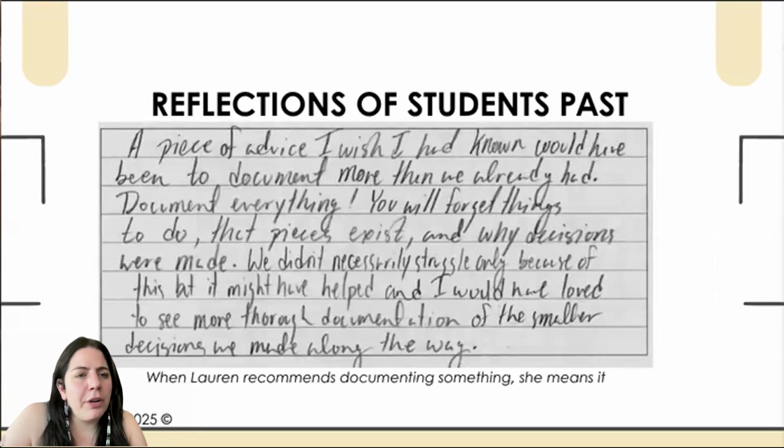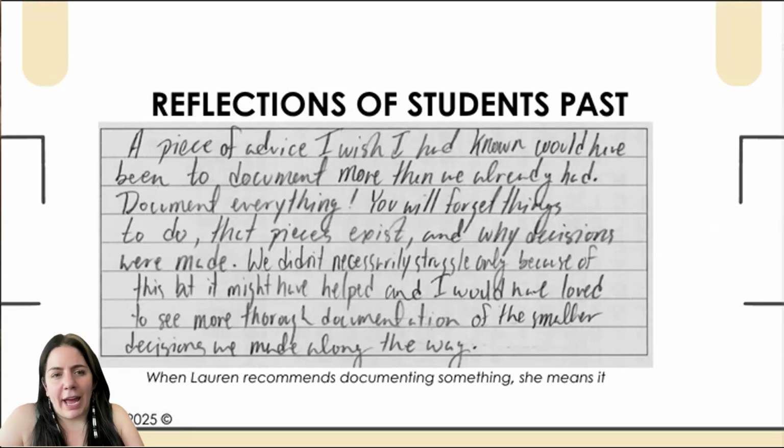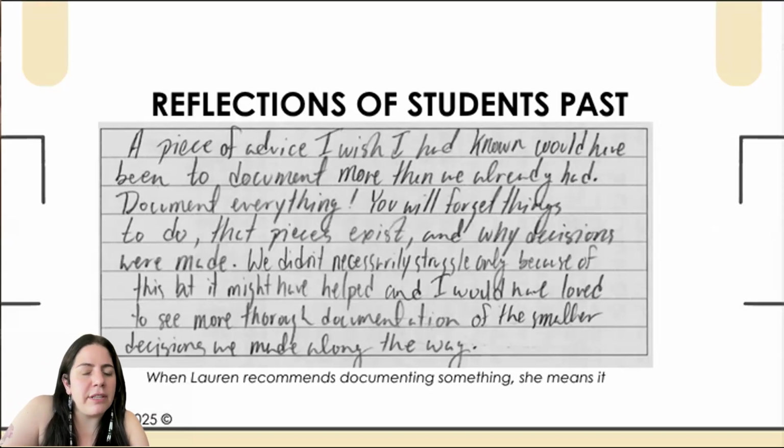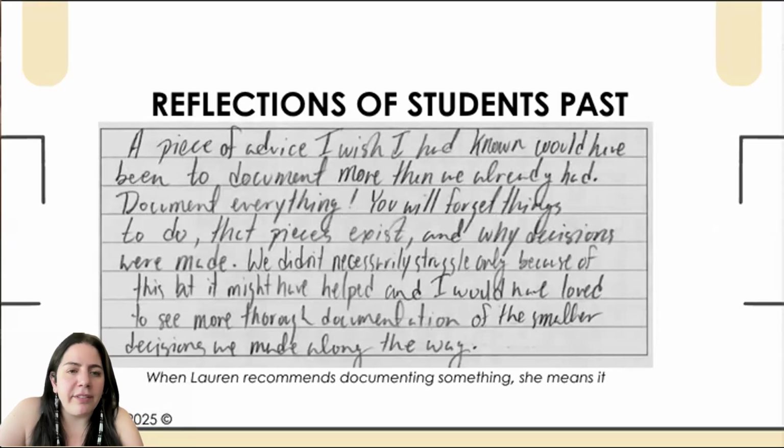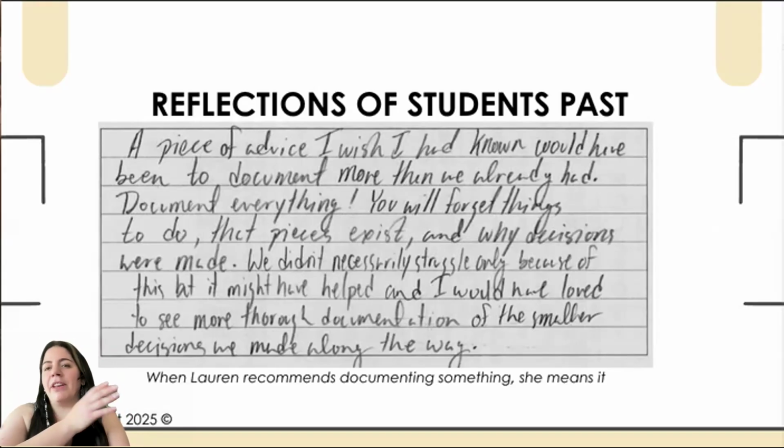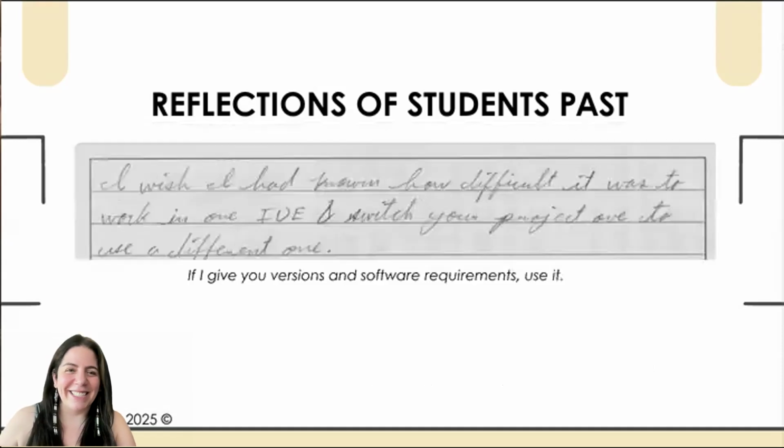A piece of advice I wish I'd known would have been to document more than we already had. Document everything. You will forget things to do. You'll forget things that you've written, why decisions were made. We didn't necessarily struggle only because of this, but it might have helped. And I would have loved to see more thorough documentation of the smaller decisions that we made along the way. So when Lauren recommends documenting something, which I do throughout my videos in the classroom, I mean it. Make sure that you spend that time up front. Maybe every time you all meet, you designate someone in charge of writing minutes, and perhaps as you're writing code, you write your comments, as you've been told since your first course in computer science.